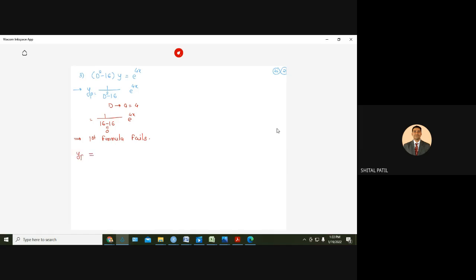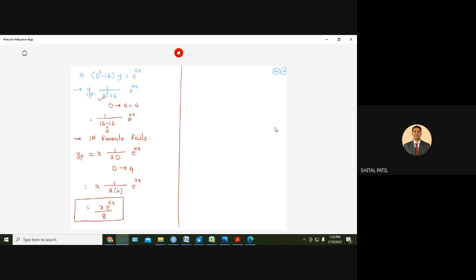What is second formula? x times 1 upon derivative of this term: d square, 2d; derivative of minus 16, 0; and operate it on e raised to 4x. Again use the first formula. What is first formula? Replacing d by 4. So x times 1 upon 2 into 4, e raised to 4x. So answer is x e raised to 4x divided by 8. Getting everyone? आ रहा है सबको समझ में? Very good.